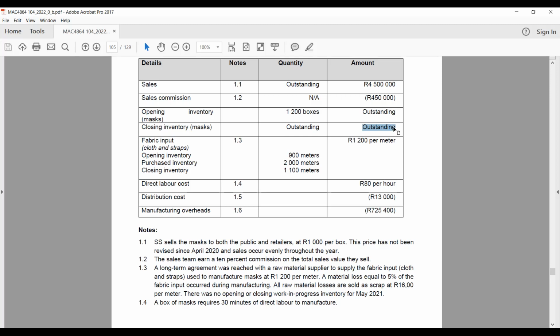Okay, so the thought process is important. So what's a thought process? Start with the end product, start with the end in mind. What do we want? We want closing inventory. So how do we calculate closing inventory? Number of units times cost per unit. Okay, so I'm going to switch over into Google Sheets, and then we're going to go through this.